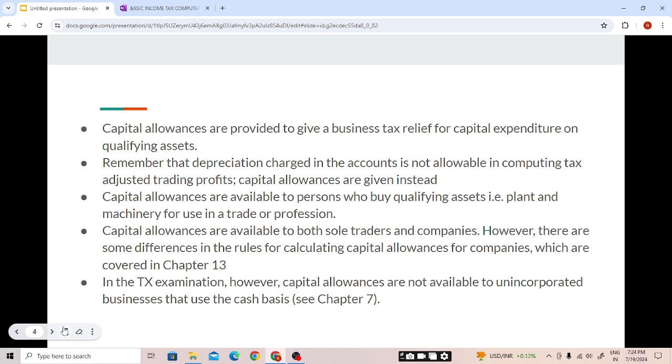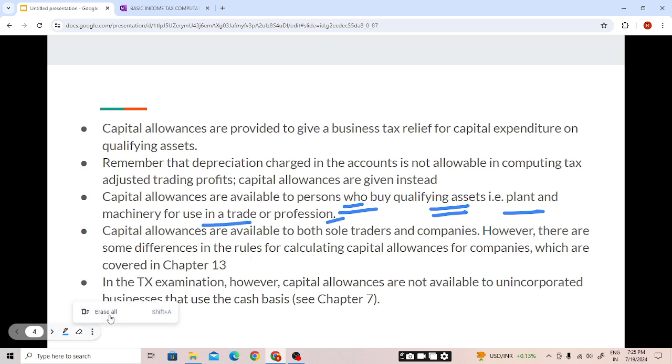So students, we have already seen capital allowances provided to avail tax relief for capital expenditure on qualifying assets. Depreciation charge in accounts is not allowable in computing tax adjusted trading profit, hence we calculate capital allowance, and capital allowance is reduced from the accounting profit to arrive to our tax adjusted trading profit. Depreciation is disallowed, so it will be added back to the accounting profit, and capital allowances are available for qualifying assets, that is plant and machinery used in trade or profession.